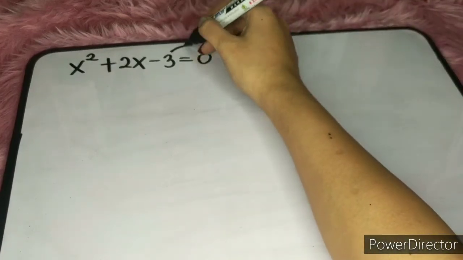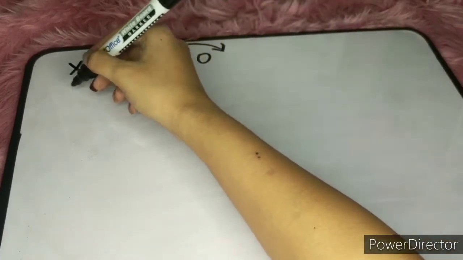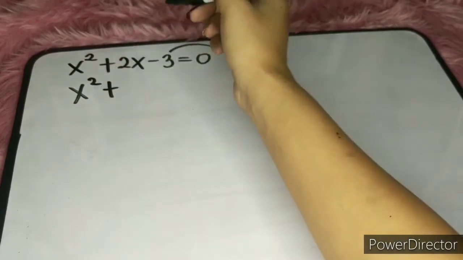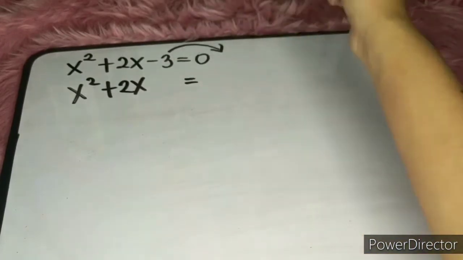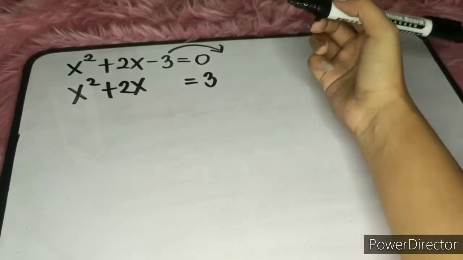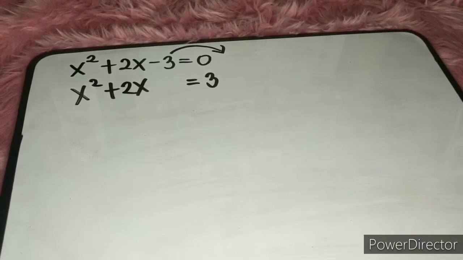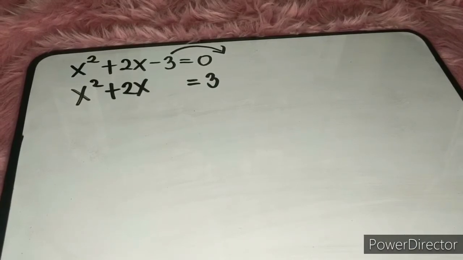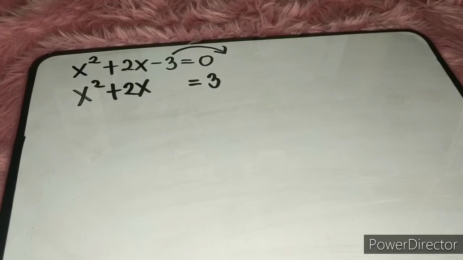This time I will be showing you that I will be transposing this negative 3 to this side. So we will be having x squared plus 2x is equal to, since this is negative, it will be positive. And then the next step is to complete the square by adding on both sides the square of half of b, where b is the linear coefficient, making x squared plus bx plus the square of half of b is equal to c plus the square of half of b.